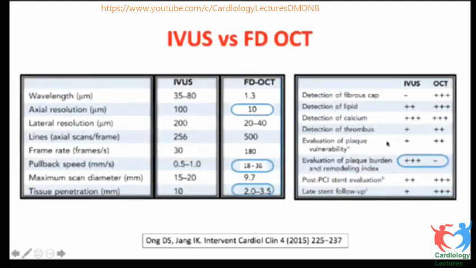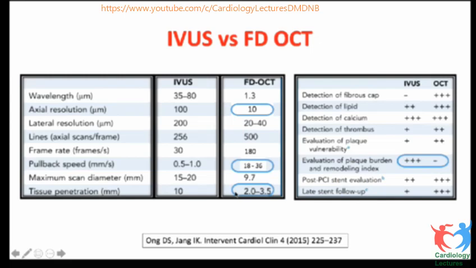Okay. So what are the basic differences between IVUS and OCT? IVUS is a sound-based modality, OCT is a light-based modality. OCT has 10 times more resolution compared to IVUS, and it has 18 to 36 times faster pullback speed compared to IVUS. But there are two main limitations. One is the field of view. It is about 1 centimeter for OCT, and about 2 centimeters for IVUS. And the tissue penetration is again about 1 centimeter for IVUS, and about 2 to 3 millimeters for OCT.